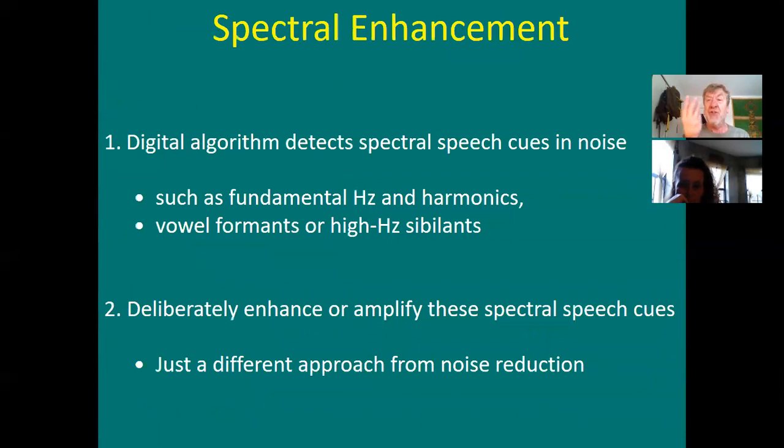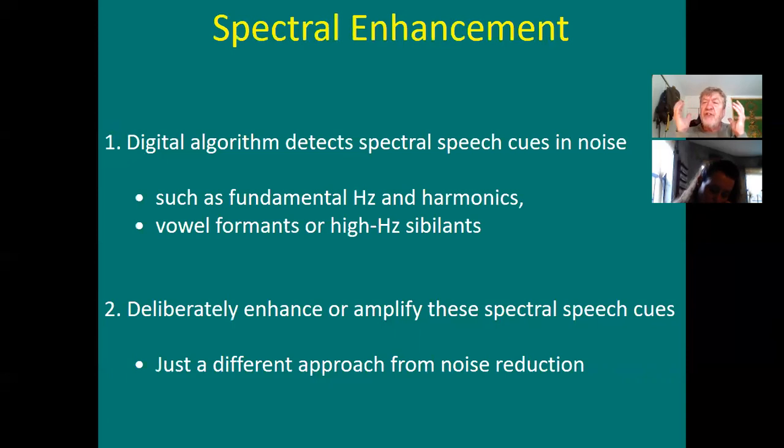It doesn't work. Here's the third method we went over last week. Digital algorithm detects spectral speech cues in noise. Now you're back to spectrum again. So now you're picking up the fundamental frequency of the voice, which is the lowest frequency. In a male, that's 125 hertz. In a female, that's about 250 hertz. In a baby, that's about 500 hertz. Okay? And then the harmonics of our fundamental frequency of the typical voice. And then it picks up vowel resonances, high frequency sibilants, the letter S, sibilants, and fricatives, Fs. So all the kind of sounds that are typical to speech.